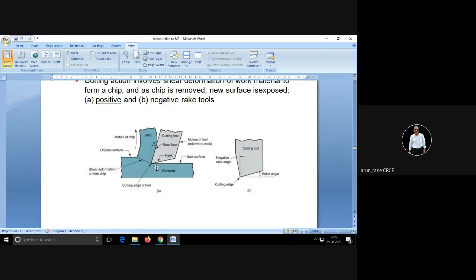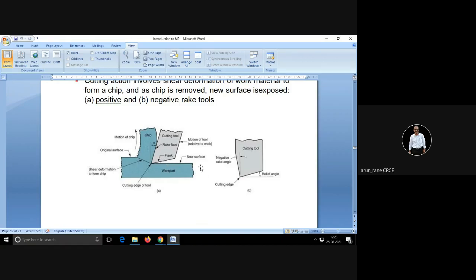So when to go for positive and when to go for negative, we'll study in metal cutting, that is in module 4. Then this angle is called the relief angle. The purpose of the relief angle is that the flank should not touch the workpiece. Otherwise, what will happen? It will rub the workpiece, and the workpiece finish will get damaged. At the same time, there will be flank wear also. So that's why we have to have a relief angle.